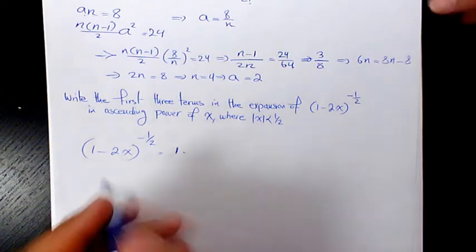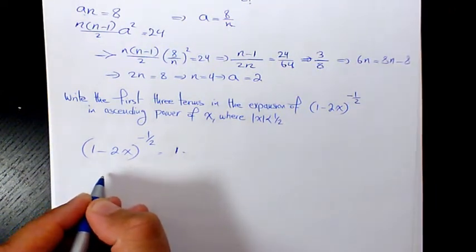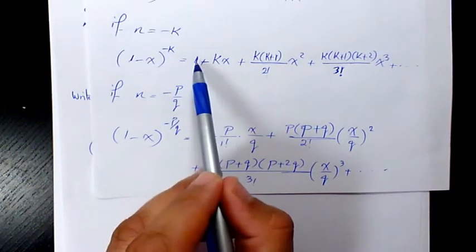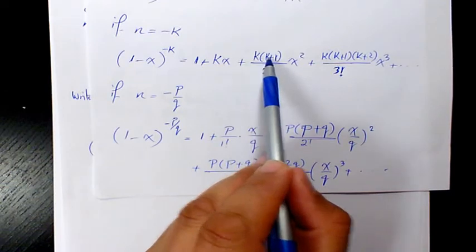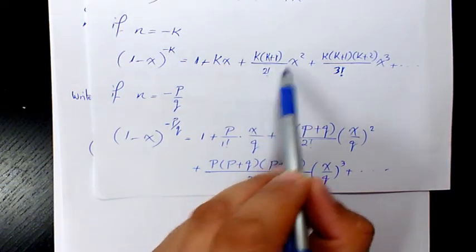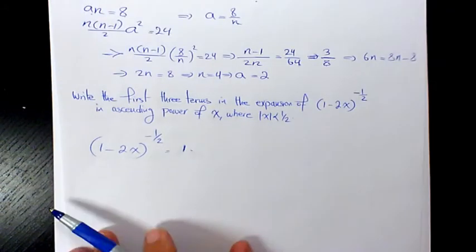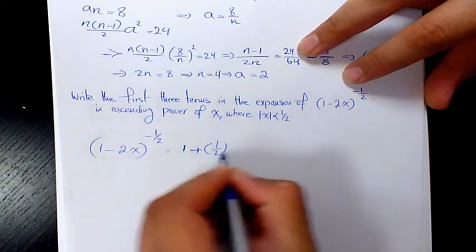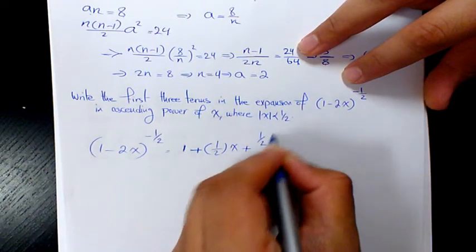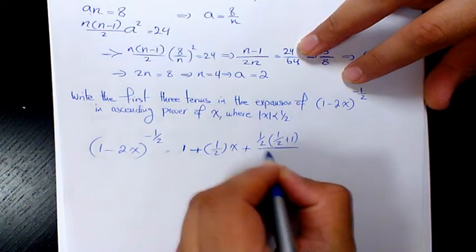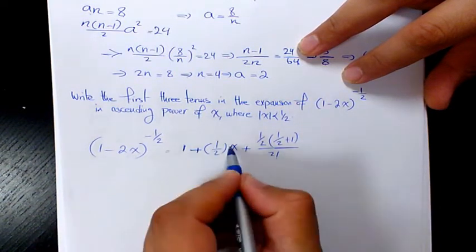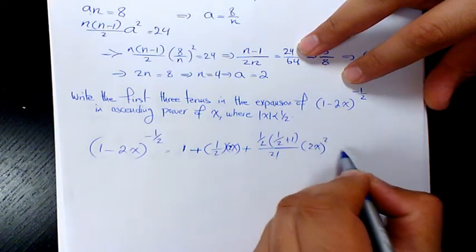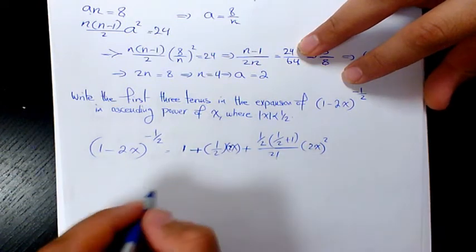So we already know that the formula was, I'm going to show it here. (1 minus x) to the power of negative k equals 1 plus kx plus k times (k plus 1) divided by 2 factorial x squared plus all other terms. So based on that, I'm going to say 1 plus k is 1 over 2 x plus 1 over 2 plus 1 over 2 factorial. Instead of x, you need to write actually 2x, because the term here is 2x. 2x to the power of 2. That's basically going to be the first three terms.